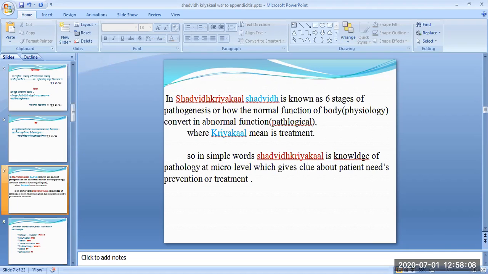Shadvidh Kriyakaal is known as the sixth stage of pathogenesis, or how the normal function of the body converts into abnormal, pathological function, where Kriyakaal means treatment. So in simple words, Shadvidh Kriyakaal is knowledge of pathology at the micro level, which gives a clue about the patient's needs, prevention or treatment.